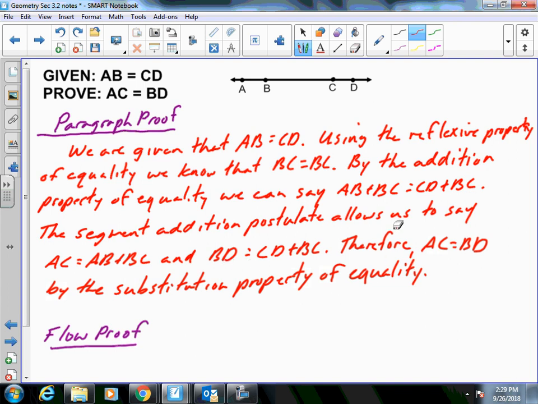And then it wraps it up with a nice little therefore, AC equals BD by the substitution property of equality. So, really and truly, a paragraph proof is pretty easy to write if you have the two-column proof already completed. A little more difficult if you're coming up with it from scratch.